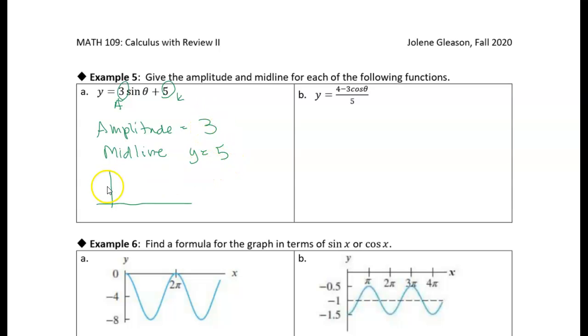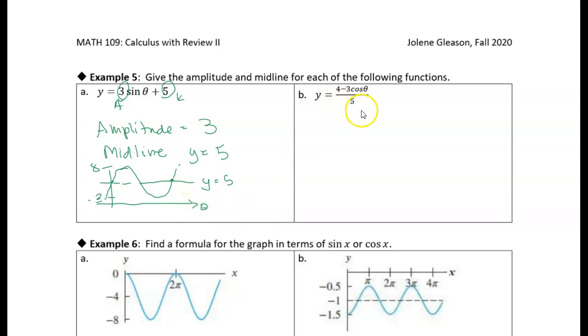Because if my midline is at, say, 5, this is y equals 5. Now it doesn't ask me to sketch it, but I'm just showing you. It's a sine function, and it's going to essentially go up and down like that. It's going to go down to 2, because that's 3 below the midline, and then 3 above the midline would put us at 8. So if you wanted to sketch it, it would look something like that. Of course, it would keep going. I'm only showing one cycle, but it would just keep going on and on forever.